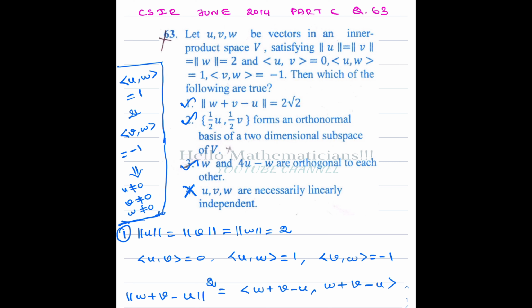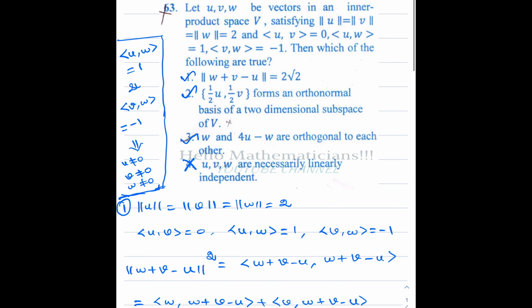Further, inner product U, V equal to 0. What is the meaning of inner product U comma V equal to 0? It means that U and V are orthogonal to each other. One is perpendicular to the other, then only we get their inner product is 0. Then inner product U comma W equal to 1 and inner product V comma W equal to minus 1. Then which of the following options are true? Note that it is a part C problem, so more than one option can be true.